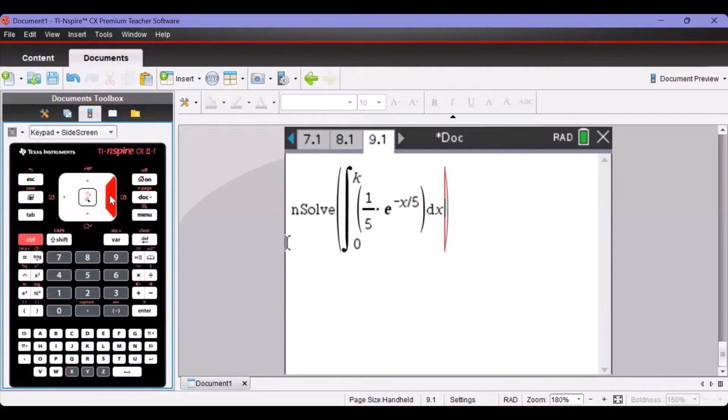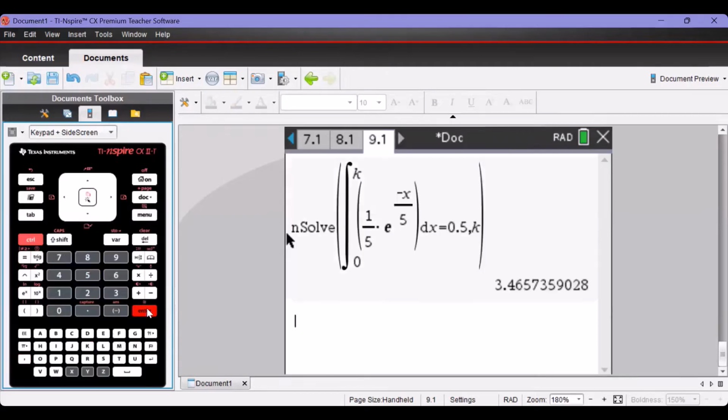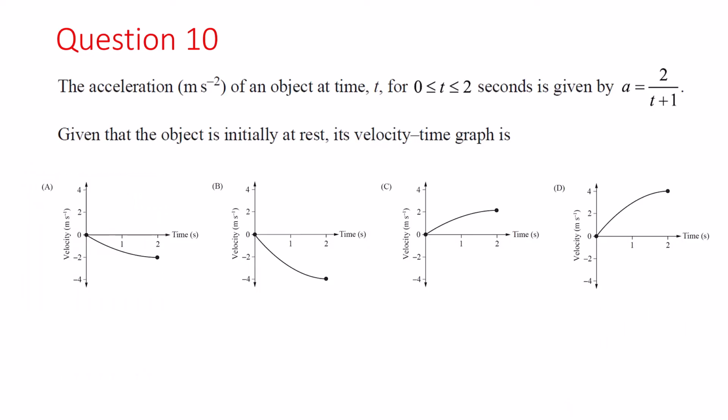and arrow to the right. And what we want to do is set that equal to 0.5, and solve that for k. So press comma, k, and then press enter, and correct to 2 decimal places, we get 3.47. And so the value of k such that the probability of random variable capital X lying between 0 and k equals 0.5, that value of k is 3.47. The answer is D.